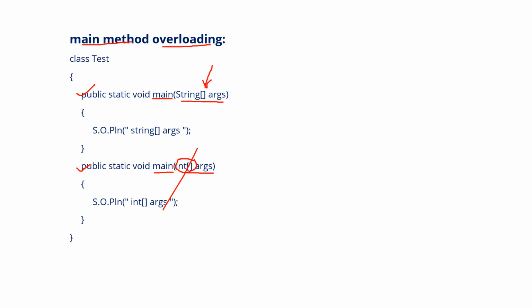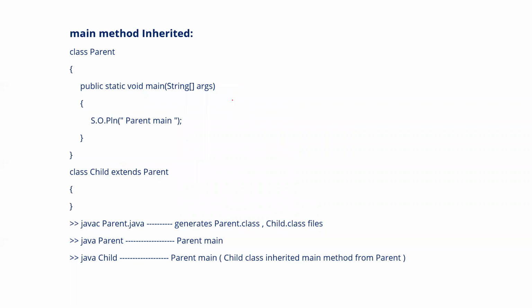Observe, whenever you run the program, JVM will always call the string array parameter main method only. So whenever you run java test, you will get the output as string array args only. Okay, let me go to the next slide.